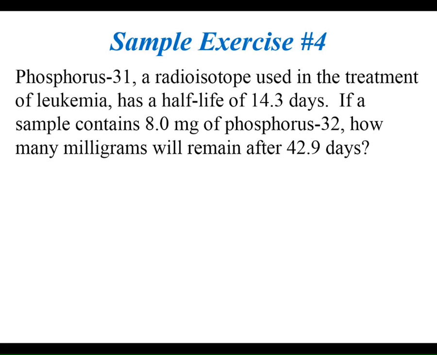Your turn. Phosphorus-31 is an isotope that's used in the treatment of leukemia. It has a half-life of 14.3 days. If you give us a sample of 8.0 milligrams, how much will be left after 42.9 days? So figure it out. Talk it over. Help each other out.